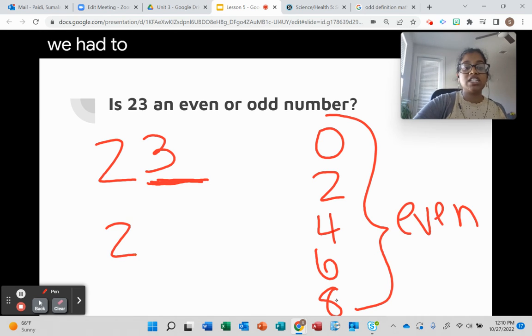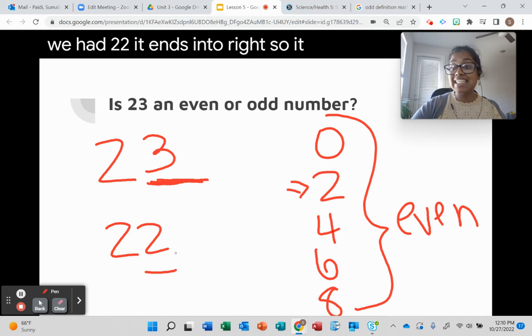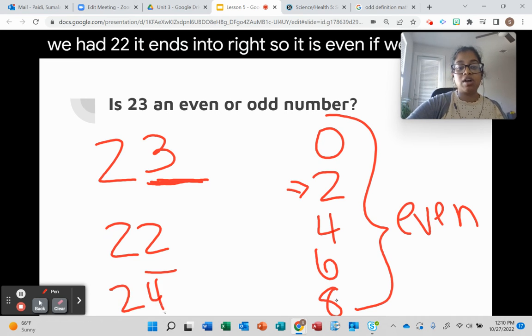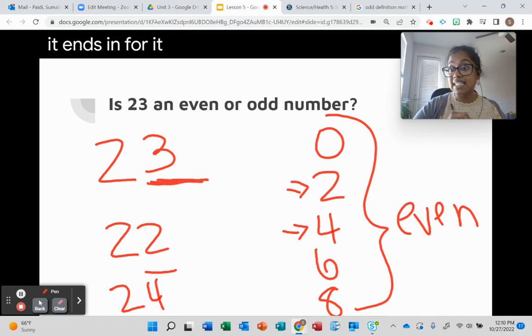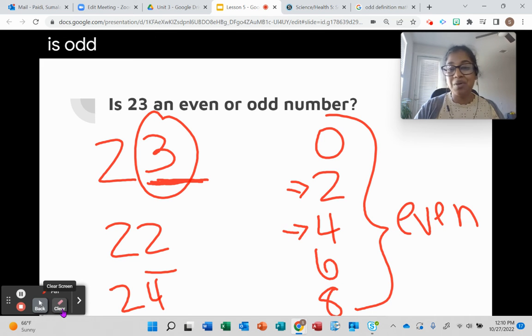So if we had 22, it ends in 2, right? So it is even. If we have 24, it ends in 4, it is even. However, 23 ends in 3, so it is odd. So that's how we know it's odd.